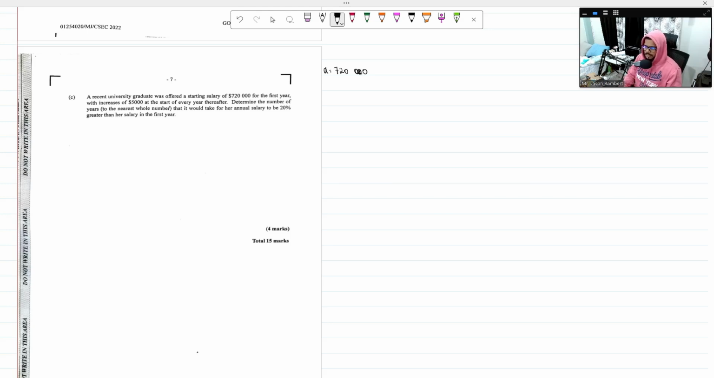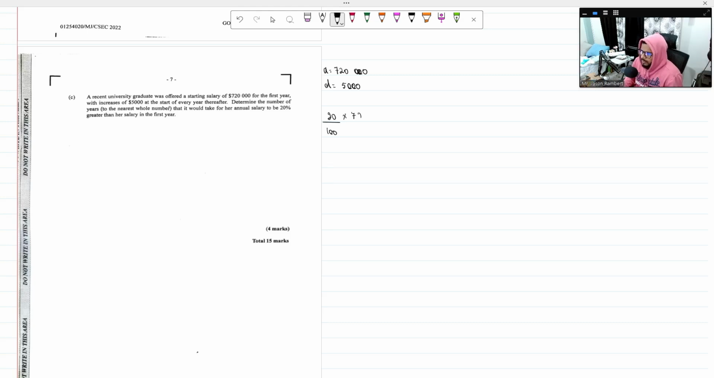And d is going to be 5,000. Now I want to know what this end figure is going to look like. So 20% of her salary. Let me put statements now. Determine the number of years it would take for the annual salary to reach 20% more.